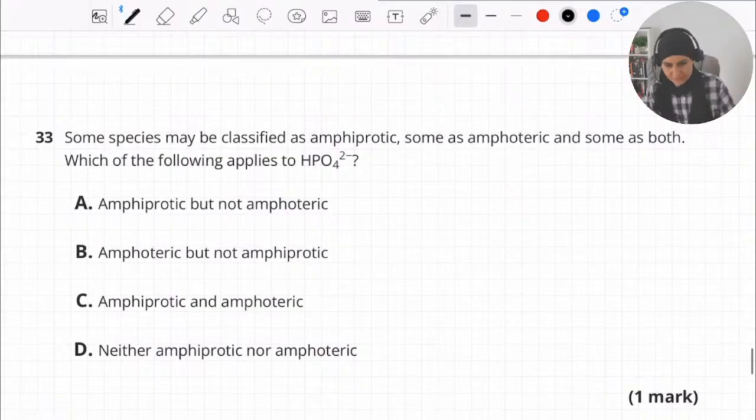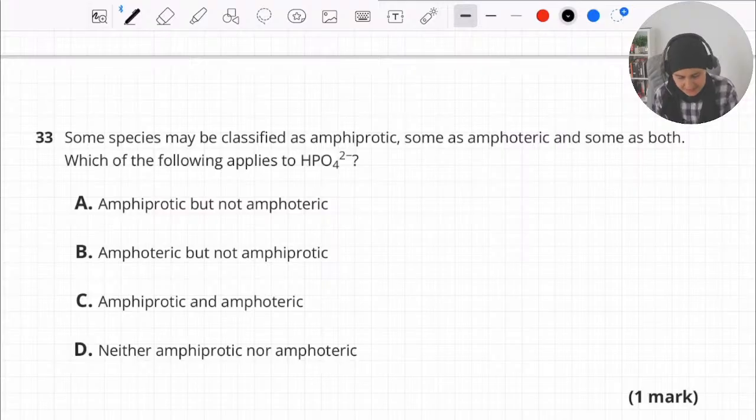Again, next question. Some species may be classified as amphiprotic, some as amphoteric, and some as both. Which of the following applies to HPO4 2 minus? Okay, so amphiprotic, what does it mean? Amphiprotic is a species that can gain and lose a proton. So the substance that can both gain and lose a proton.